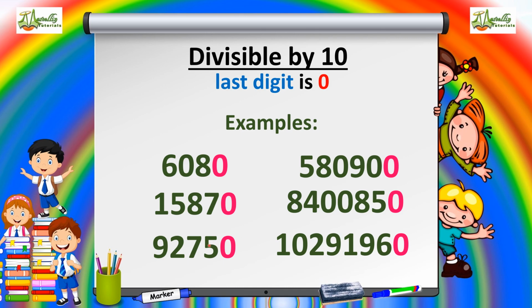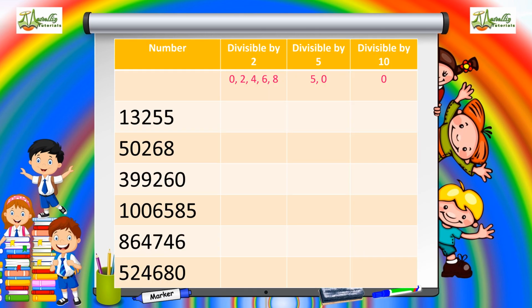Please note that no matter how big or small your number is, as long as it ends with 0, then that is divisible by 10. Let's practice identifying numbers if it's divisible by 2, by 5, or by 10. So let's take up this column first, the divisible by 2. So it will be divisible by 2 if it ends with 0, 2, 4, 6, or 8.